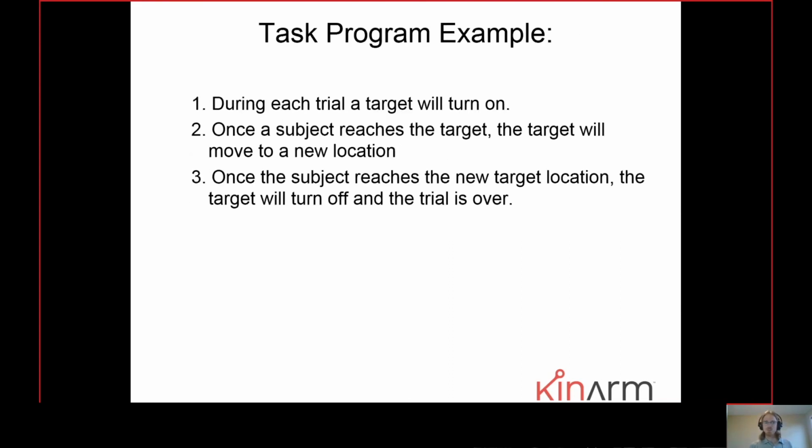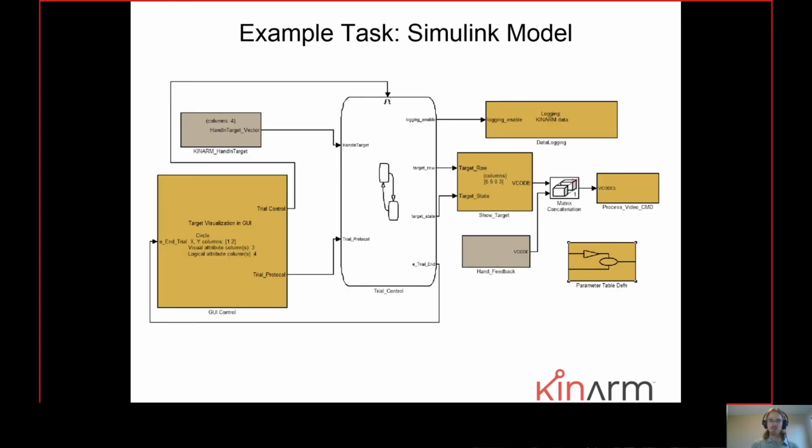Okay, so back to our initial example. We're going to go through the code that does this particular task. So a target will turn on, the subject will reach to a target, the target moves to a new location, the subject reaches to the new location, and the trial's done. That's it. So the code in order to make this happen is this.